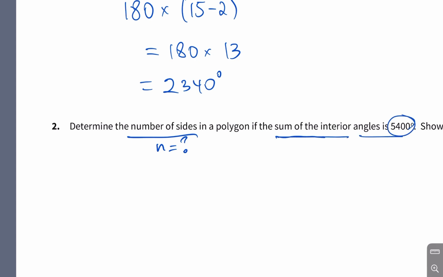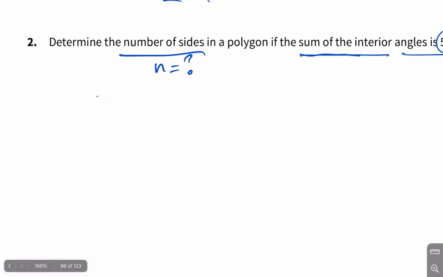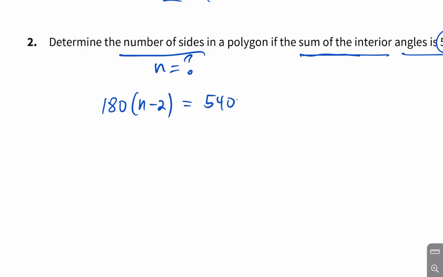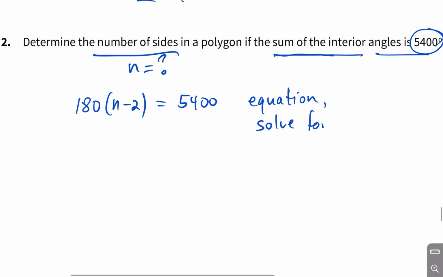Okay. What if you're asked to find the number of sides n, given that the sum of the angles is 5,400? A little bit more complicated, but it's doable, right? You start with the formula. 180 times n minus 2 equals the total sum, 5,400. And what you have here is an equation. And with this equation, you solve for n, your unknown variable.